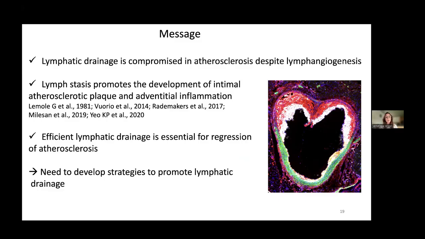And also here we've shown that indeed lymph stasis promotes the development of intimal atherosclerotic plaque and adventitial inflammation, which is consistent with some other reports. And then that efficient lymphatic drainage is essential for regression of atherosclerosis. So suggesting that we need to develop strategies to promote lymphatic drainage for treating atherosclerosis and to induce this regression of atherosclerosis. And I think this will probably be covered by Sebo et al. later on.